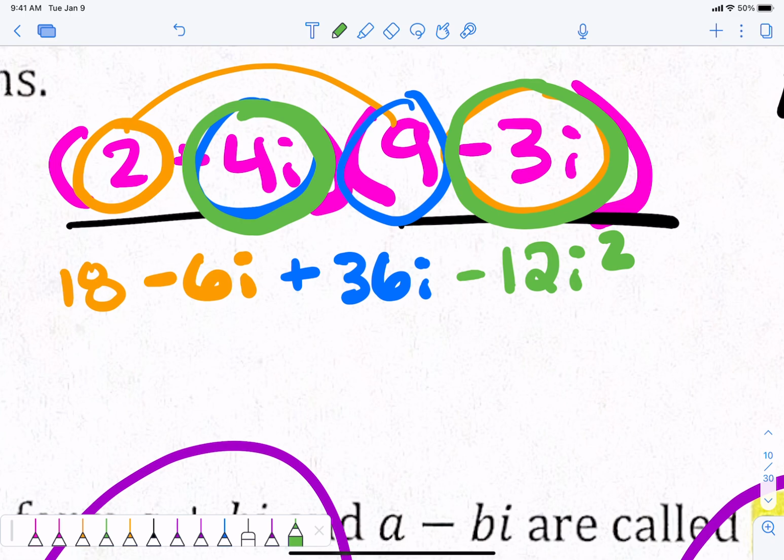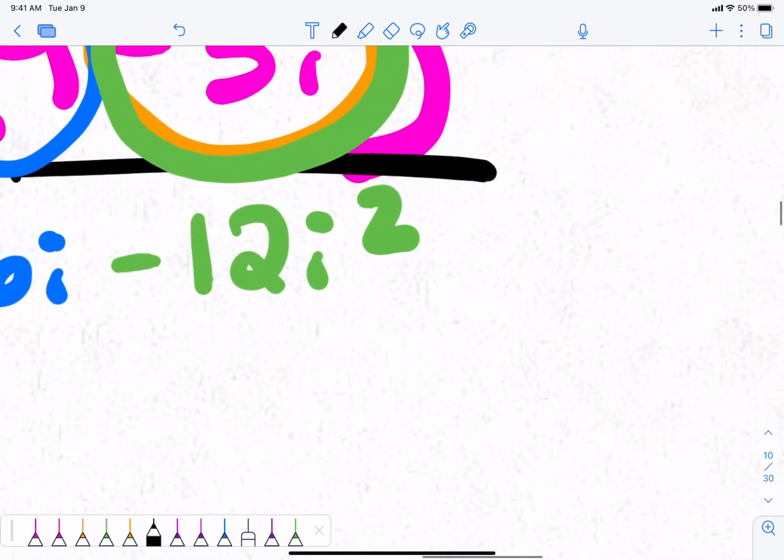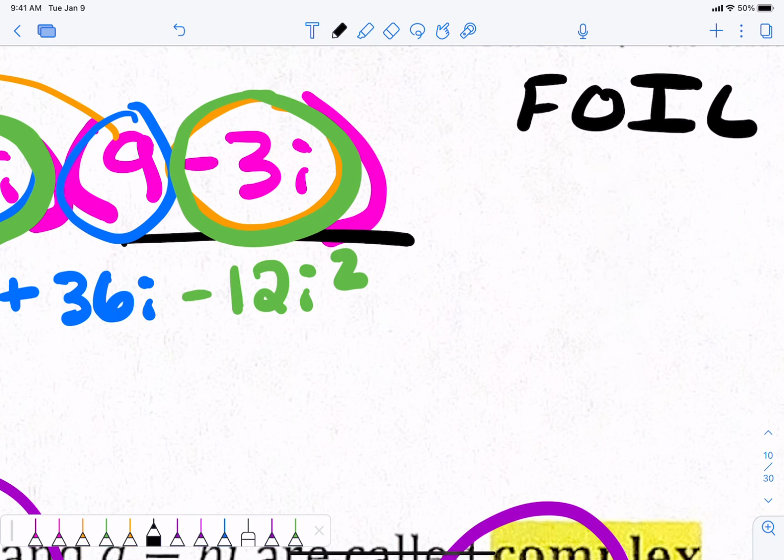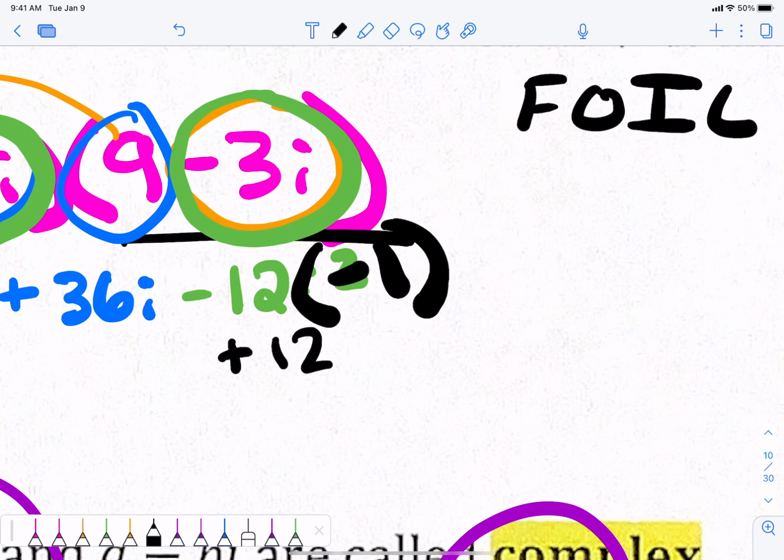Okay, now, before we finish anything else, before we combine like terms, I want you to do this one thing. We know what i squared is. i squared is negative 1, right? So, negative 12 times negative 1 is going to turn that into a plus 12 rather than a minus 12. Do you see that? Okay.